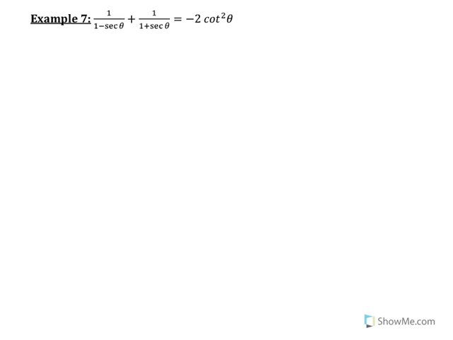Now, the last example is definitely a little bit challenging. It's the most challenging problem on here. It is a common denominator problem. Now, it's just long. That's the only reason why it's challenging. So if I look at this problem, 1 over 1 minus secant plus 1 over 1 plus secant.